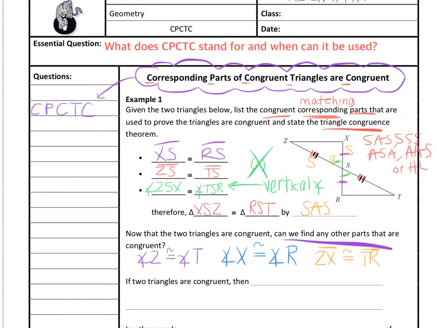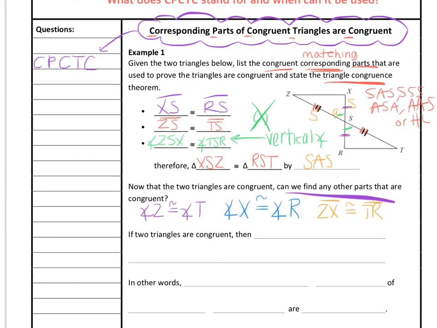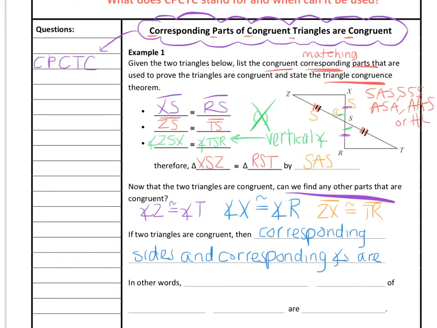So that's something that you guys had worked on back in 4.1, was finding all the congruent corresponding parts if you knew the triangles were congruent. So we've learned how to prove triangles congruent, and now we know that if the two triangles are congruent, then corresponding sides and corresponding angles are congruent. Corresponding, again, meaning matching up. So the matching sides and the matching angles are also congruent if and only if the triangles are congruent.